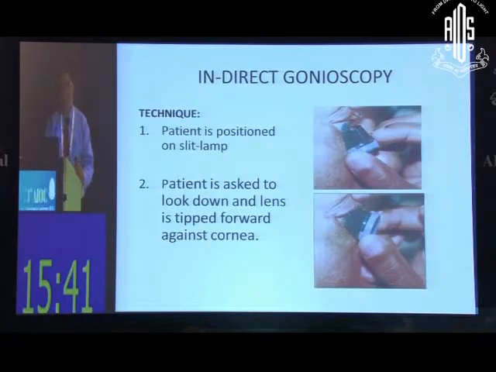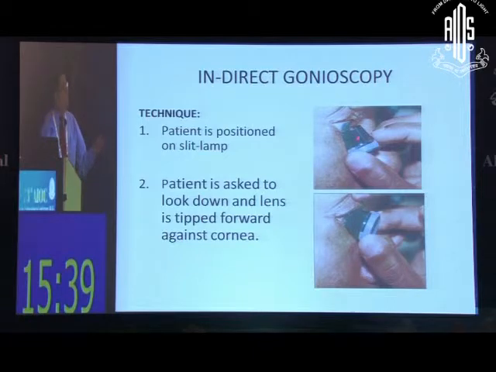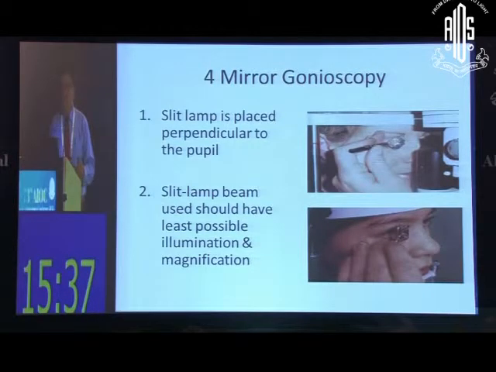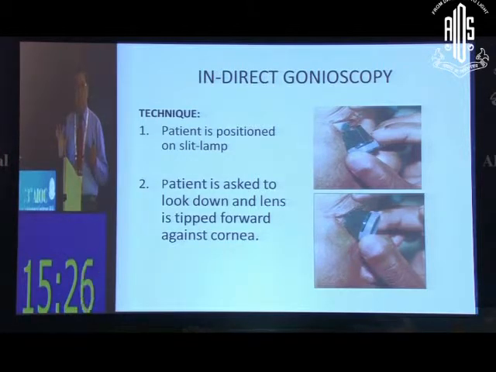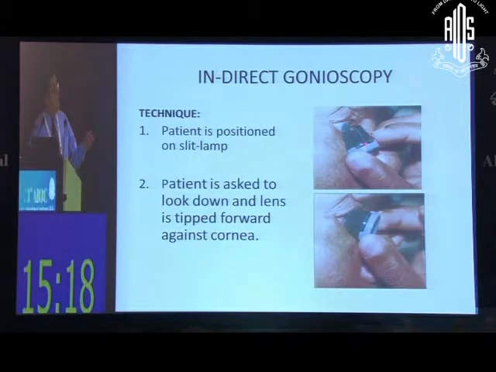Indirect gonioscopy can be of 2 types. The Goldman type is shown here, and the next slide will show you the 4-mirror gonioscope. I do believe that this is easy enough. Like I told you for applanation, I don't know why people are scared of applanation. And still, I don't know why people are scared of gonioscopy. So maybe it's the technique which is shown here. Its technique is easy to master, especially with this Goldman type.